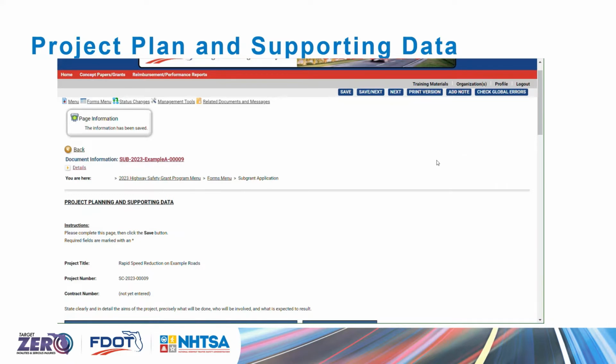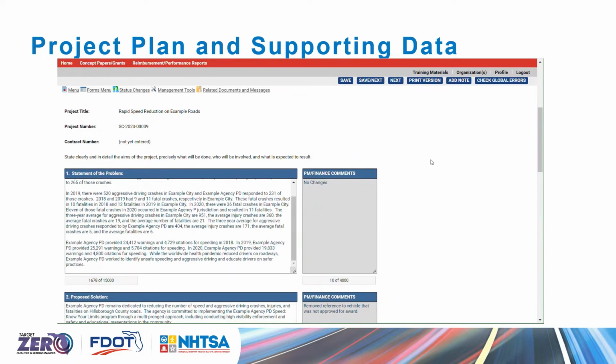Much of this information comes directly from your concept paper and information directly provided by the FDOT Program Manager. For example, the very first item on this form is your statement of the problem. The statement of the problem again comes directly from your concept paper where you identify the traffic safety problem in your area and for your agency. If there were any corrections needed to be made to this particular area, those changes would be noted in the PM/finance comments, or if we were requiring that you make changes to that request would also be listed in the PM finance comments section in blue to the right of the statement of the problem.